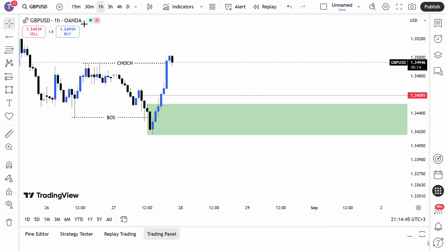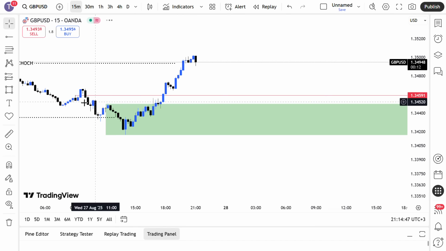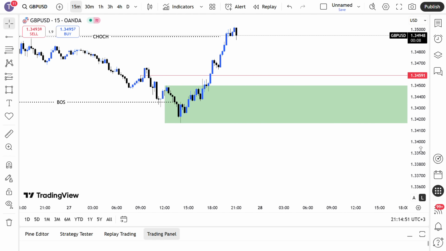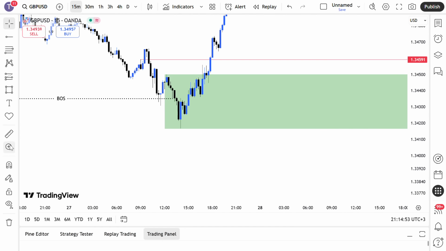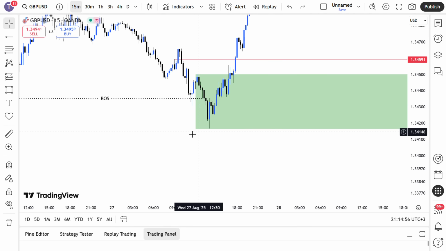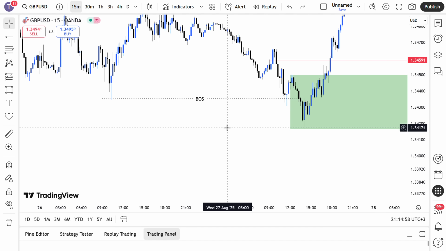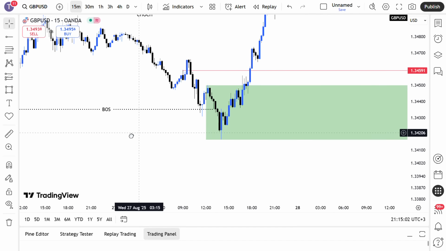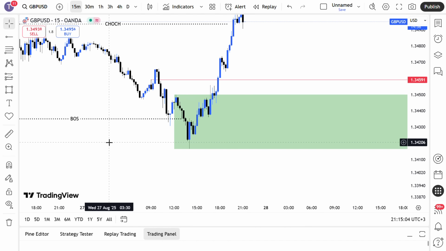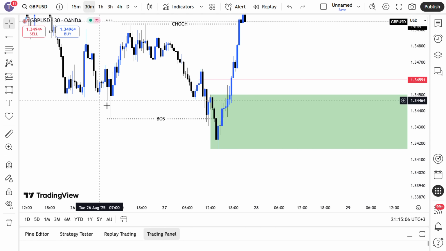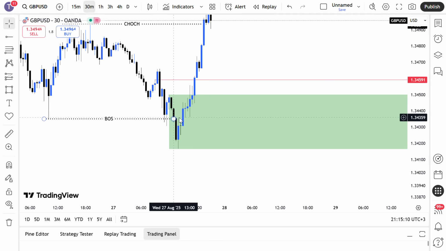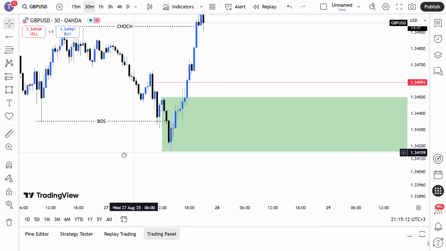So this is the area. So let's go to the 15 minutes time frame and let's try to see what we can have from this setup. So I think clearly here we don't have any good order block. Let me go to the 30 minutes time frame. This order block has already been mitigated by this pullback.